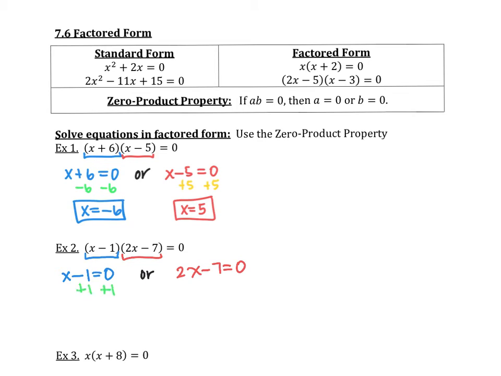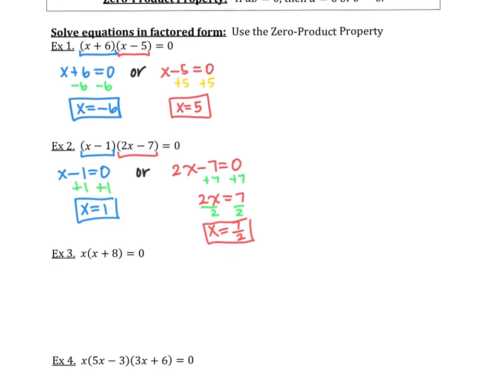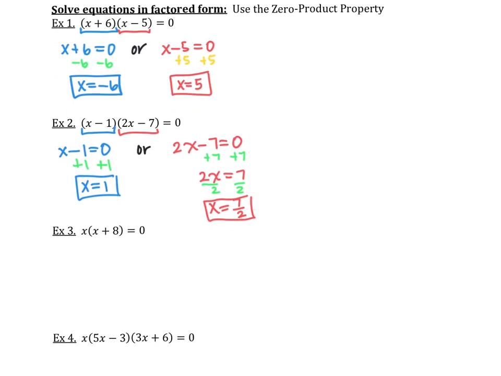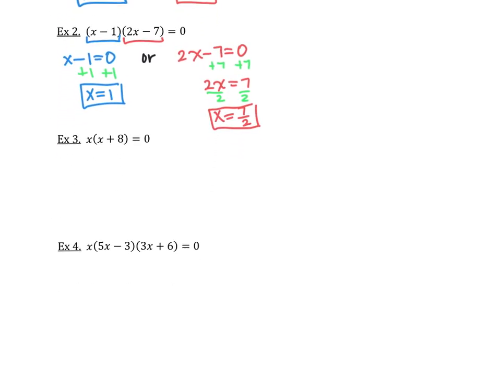So x minus 1, I cancel the minus 1 by plussing 1. So x equals 1 is one of my answers. For the other one, plus 7. 2x equals 0 plus 7 is 7. I'm not done solving because it has the 2x, so I'm going to divide by 2. x equals 7 over 2. I will leave it as a fraction. So x equals 1 and x equals 7 over 2 are my two answers. Depending on the factors, you might get more than two answers, but you have to find all possible answers. Okay, we're going to do two more of these.